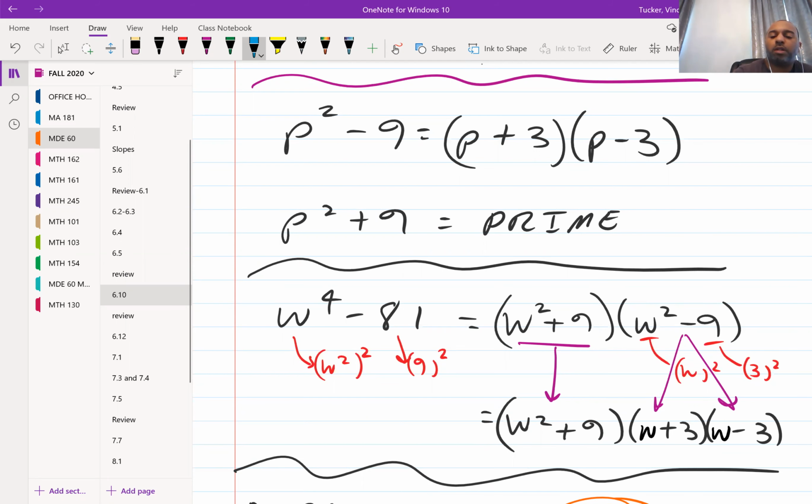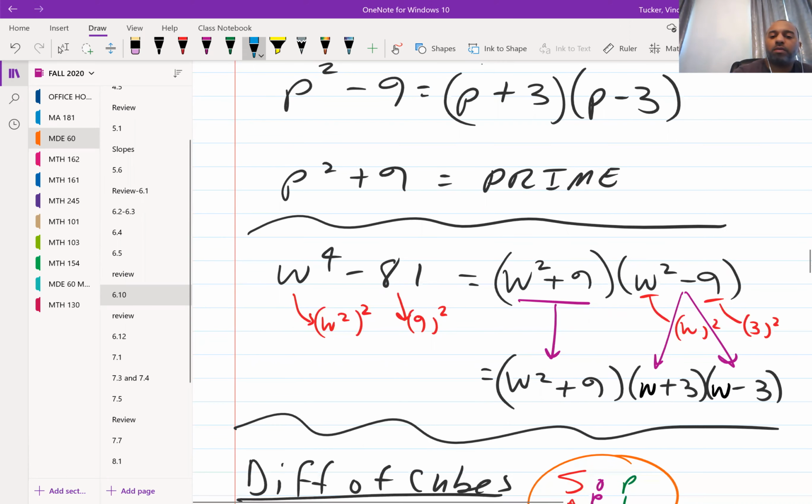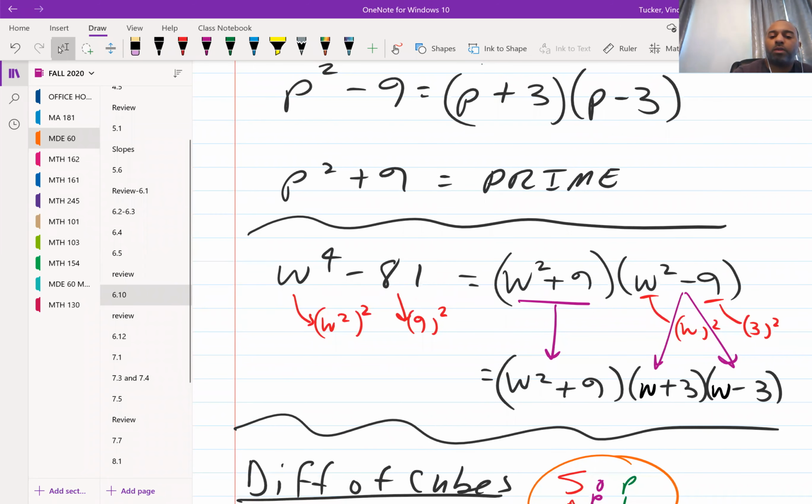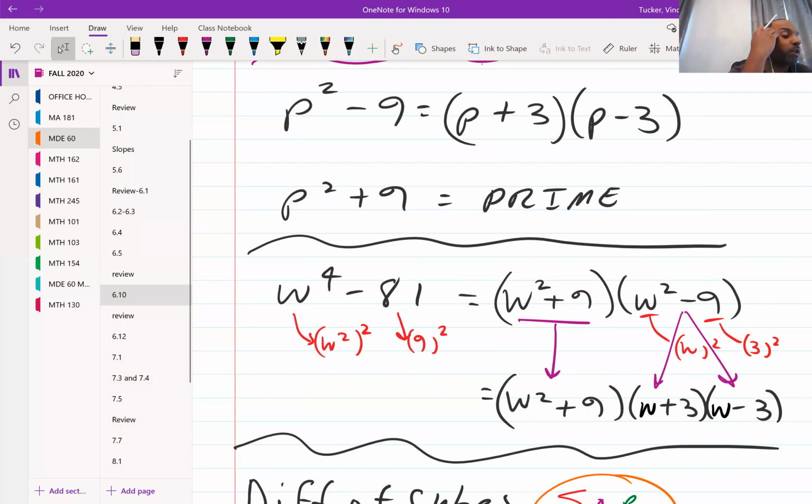All right. Any questions? Questions on difference of squares before we look at difference of cubes?